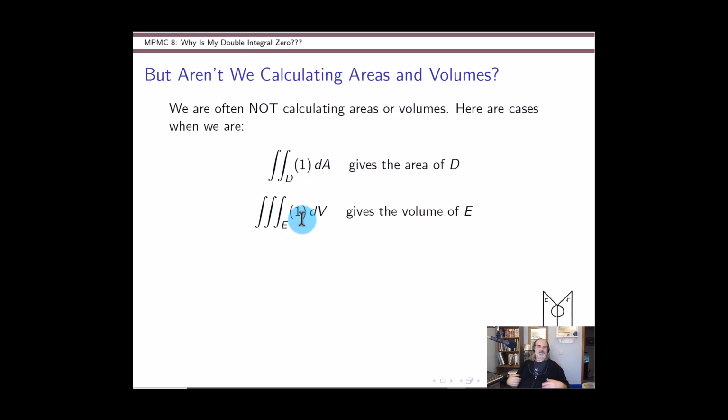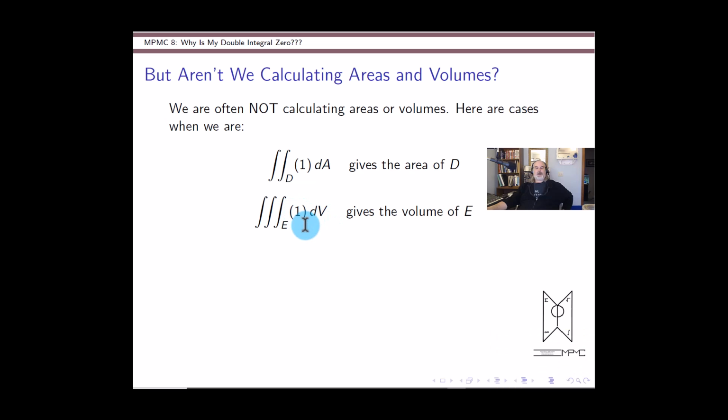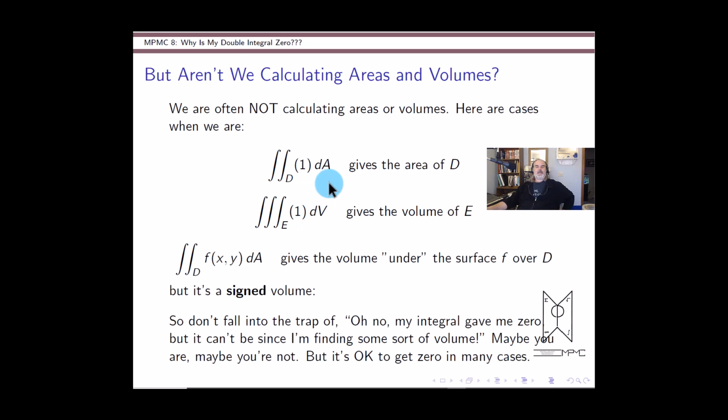Use a triple integral to calculate the volume in between this upwards paraboloid and this downwards cone or something like that. So you can calculate the volumes of some pretty interesting regions, but to do that, you're integrating the function 1. If I have a triple integral of anything else besides 1, I am no longer calculating a volume, and so getting 0 is okay. And the in-between case, a double integral of f of x, y, is calculating the volume under that surface, but it's a signed volume.